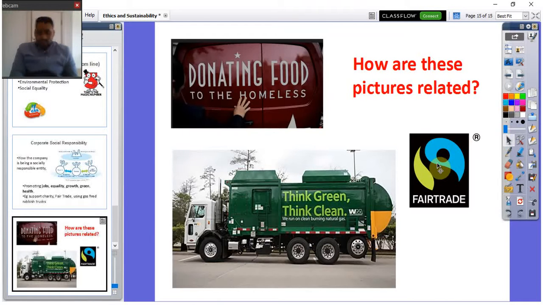Fair trade is an example of corporate social responsibility because they're giving the farmers a fair pay for the produce that they're making. The local authority using green trucks is releasing less CO2 into the atmosphere. So this is being more sustainable and socially responsible and thinking clean and green.